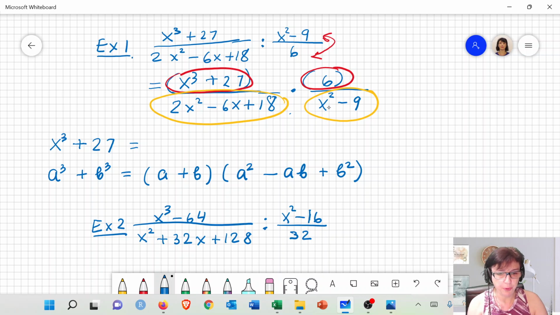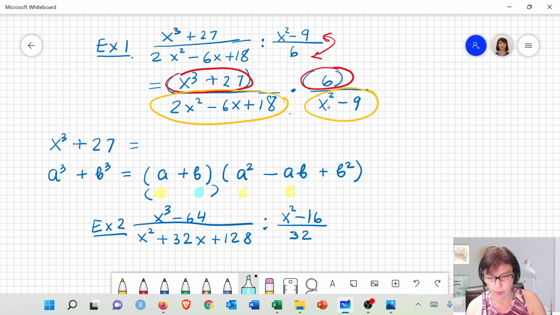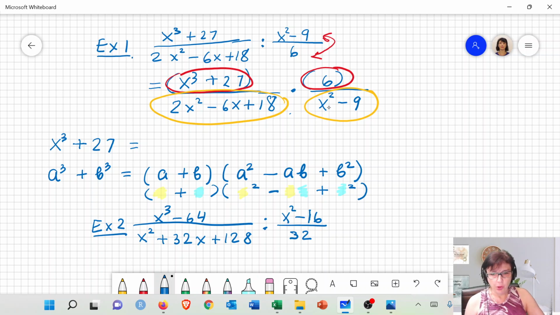Okay, now this formula I'm going to rewrite using my favorite colors, right? So instead of A, I'm going to draw yellow. Then this is going to be yellow. This is going to be yellow. And then instead of B, I'm going to draw blue. So blue, blue, blue. Okay, so let me see. So the plus sign will be here. This will be squared. That's going to be minus. That's a plus. This is squared. Okay. So once I understand what is A and what is B, I will just substitute wherever I see yellow, that's where I put the A. And wherever I see blue, that's where B will go.